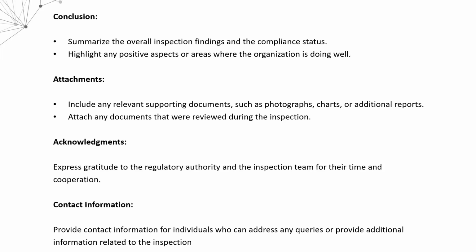Then the attachment section includes any relevant supporting documents such as photographs, charts, additional reports, and any documents that were reviewed during inspection. For documents that may need additional review, the auditors normally request a copy, and a controlled copy with a confidential seal will be given to the auditors as an attachment. Those can be taken and attached to the audit report.